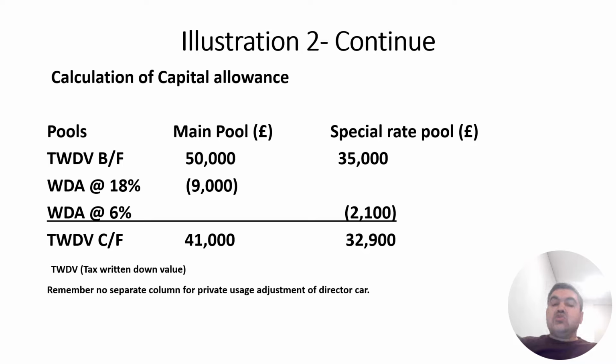So remember, no separate column for private usage adjustment of the director car. In the question it was mentioned that the director car has 60% private usage. However, based on the private usage, the director will be subject to income tax and the company can claim full deduction. So no separate column for private usage adjustment of director cars.